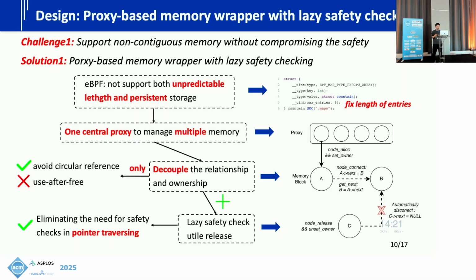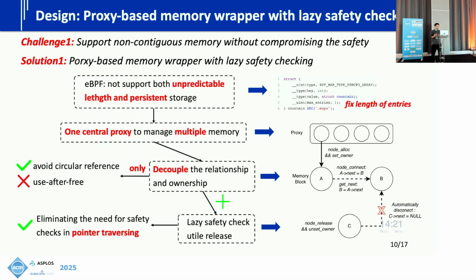Next, to avoid circular references, we decouple the relationship and the ownership. We establish the relationship between 2 memory blocks with the node connect API, and this API just does the job like A pointer next equals B. The decoupling of relationship and ownership means that A does not hold the reference count of B, and does not hold the ownership of B. Although promising, this method will introduce a new issue of use after free.